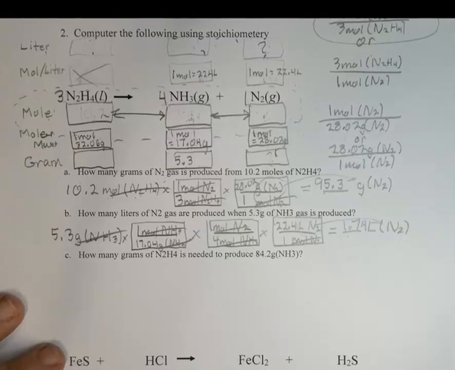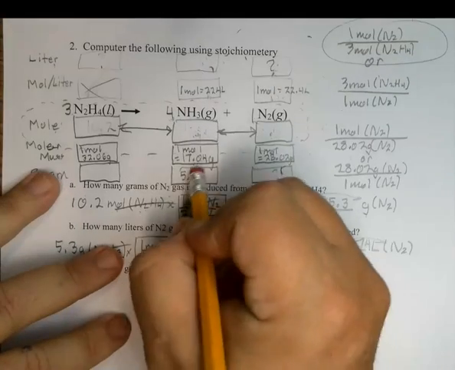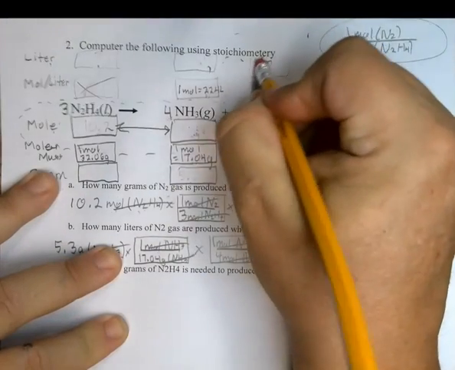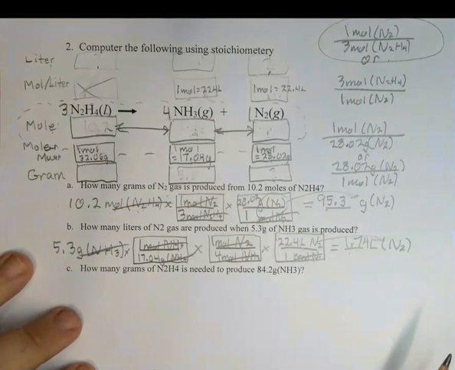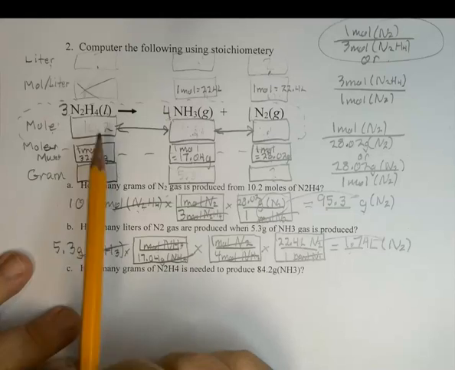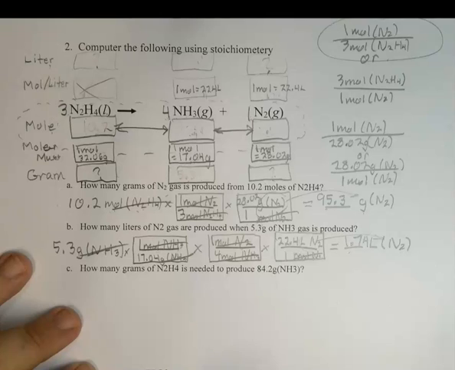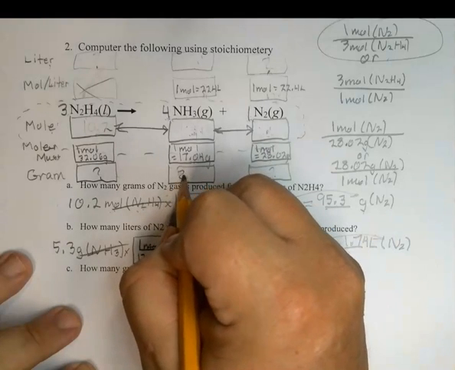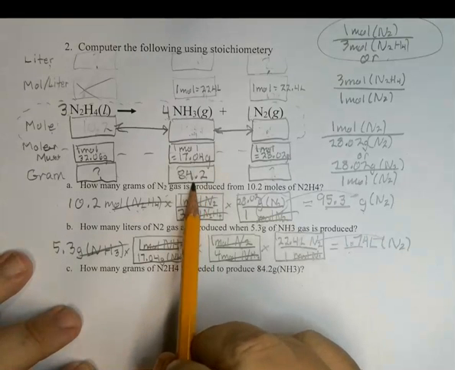Okay, and last up here, how many grams of N2H4 is needed to produce 84.2 grams of NH3? So let me go on back here. We're dealing with grams to grams. So how many grams of N2H4? Here's N2H4, here's grams, and it's asking how many. That's the question mark. And it's needed to produce 84.2 grams. So here's grams of NH3, 84.2. So we start here, this is our known.